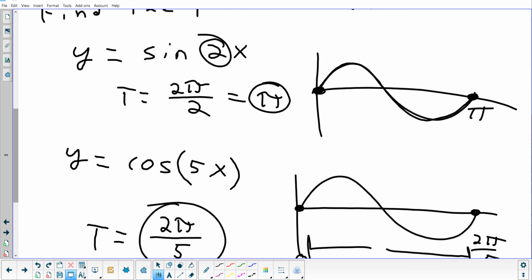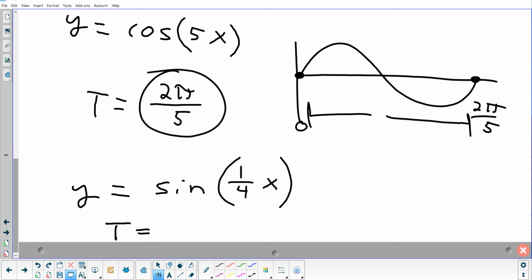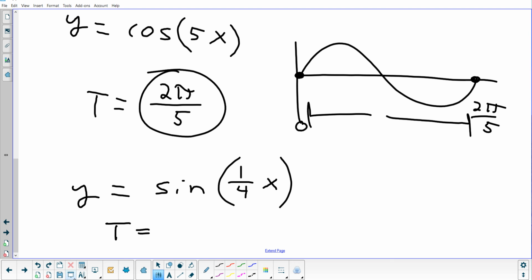Will there ever be a problem where we have to find the period length and then do a phase shift or something? No, we're not doing problems that have multiple transformations. So you're not going to have to shift it up and then do a period change. You'd have one problem on the test that would be shift up, and a separate problem that's a period change. So no multi-transformations. All right, let's look at this one.